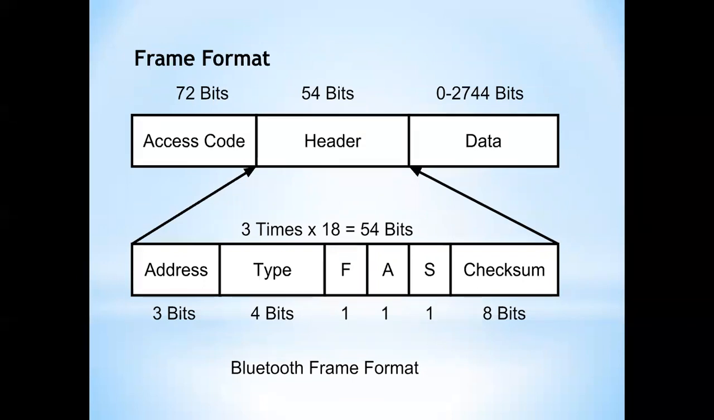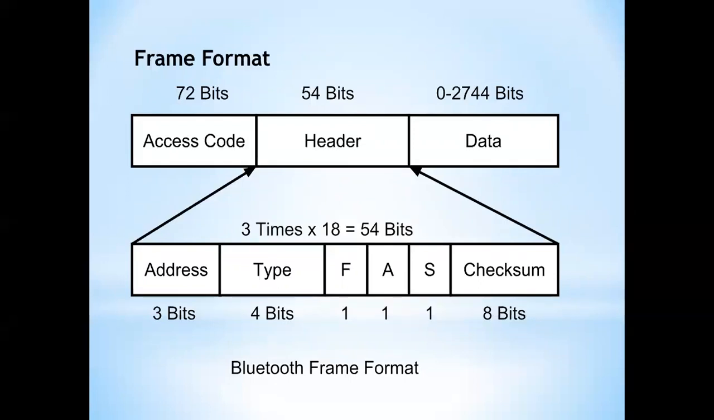So important fields are: first is access code. It is a 72-bit field which contains the synchronous bit. It also contains the identifier of the master so as to distinguish the frame of one piconet from another. Second is header. It is a 54-bit field which contains an 18-bit pattern repeating 3 times. Each such 18-bit pattern consists of the following fields.